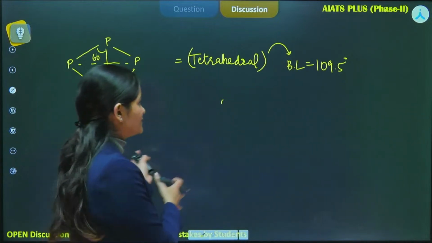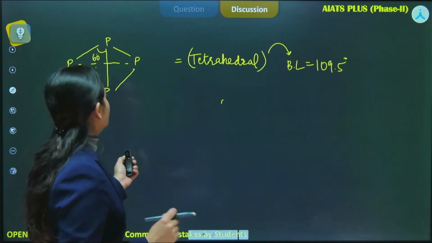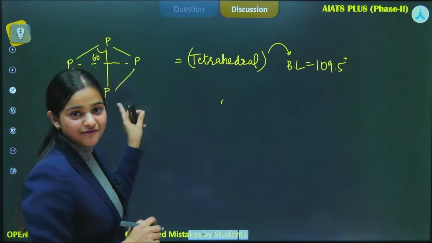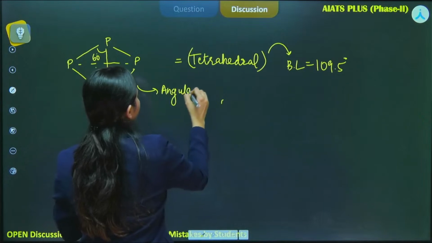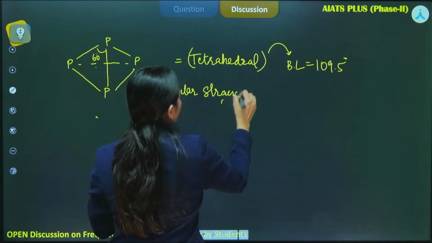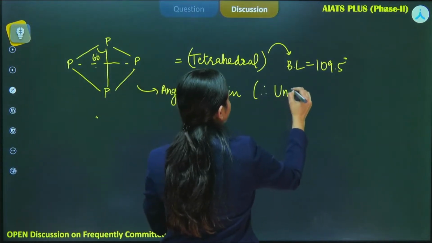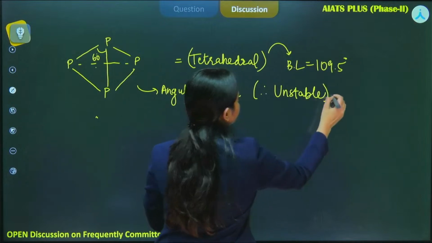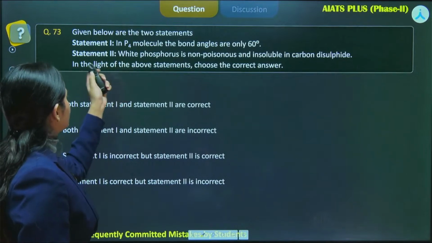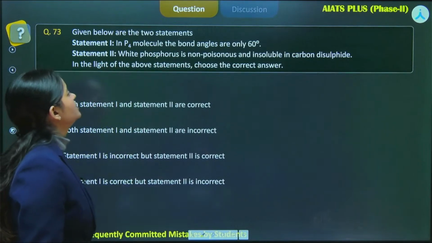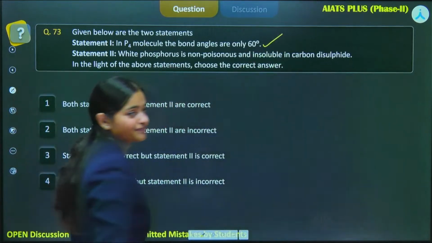Should I move the screen to the previous slide for you to see the options? So this is a very unstable species, has angular strain. I hope you understand why it has angular strain and therefore is unstable. So statement 1 states that in P4 molecule the bond angles are only 60 degrees. So this is a correct statement.